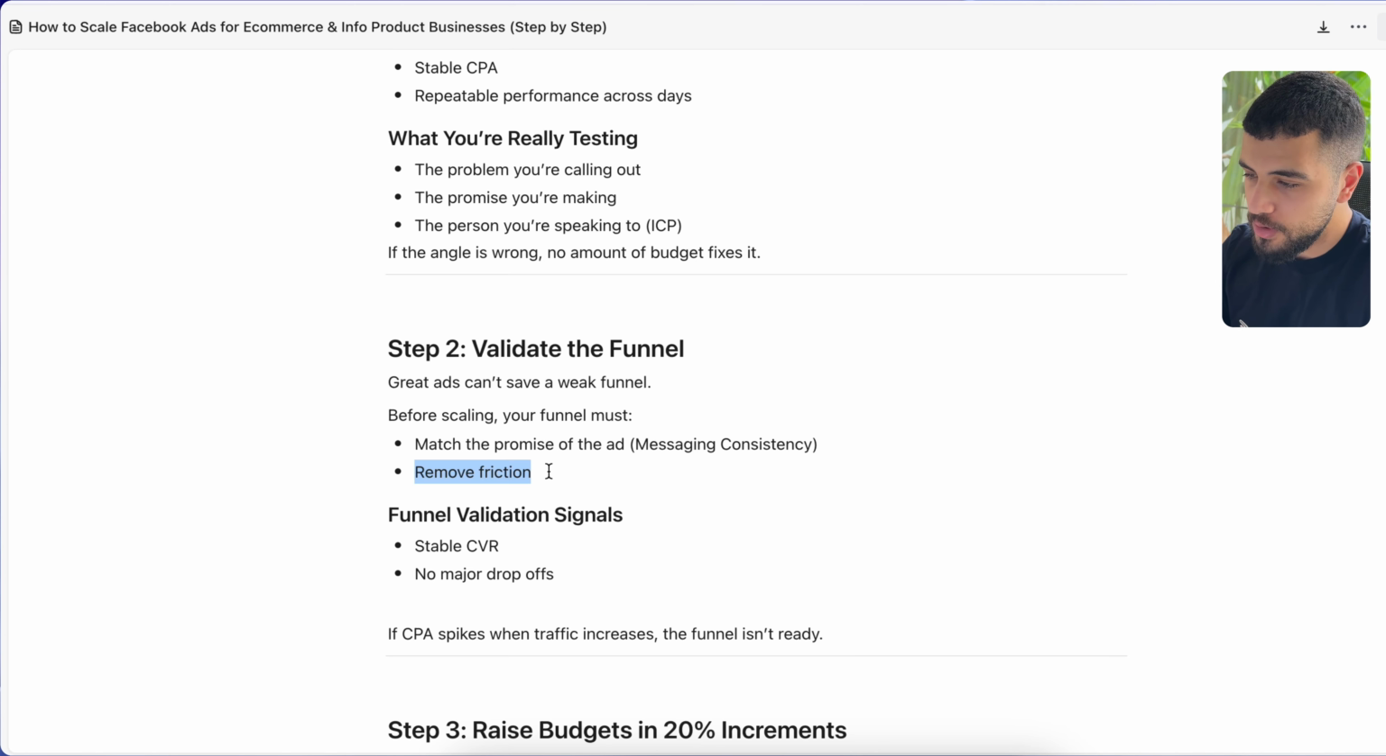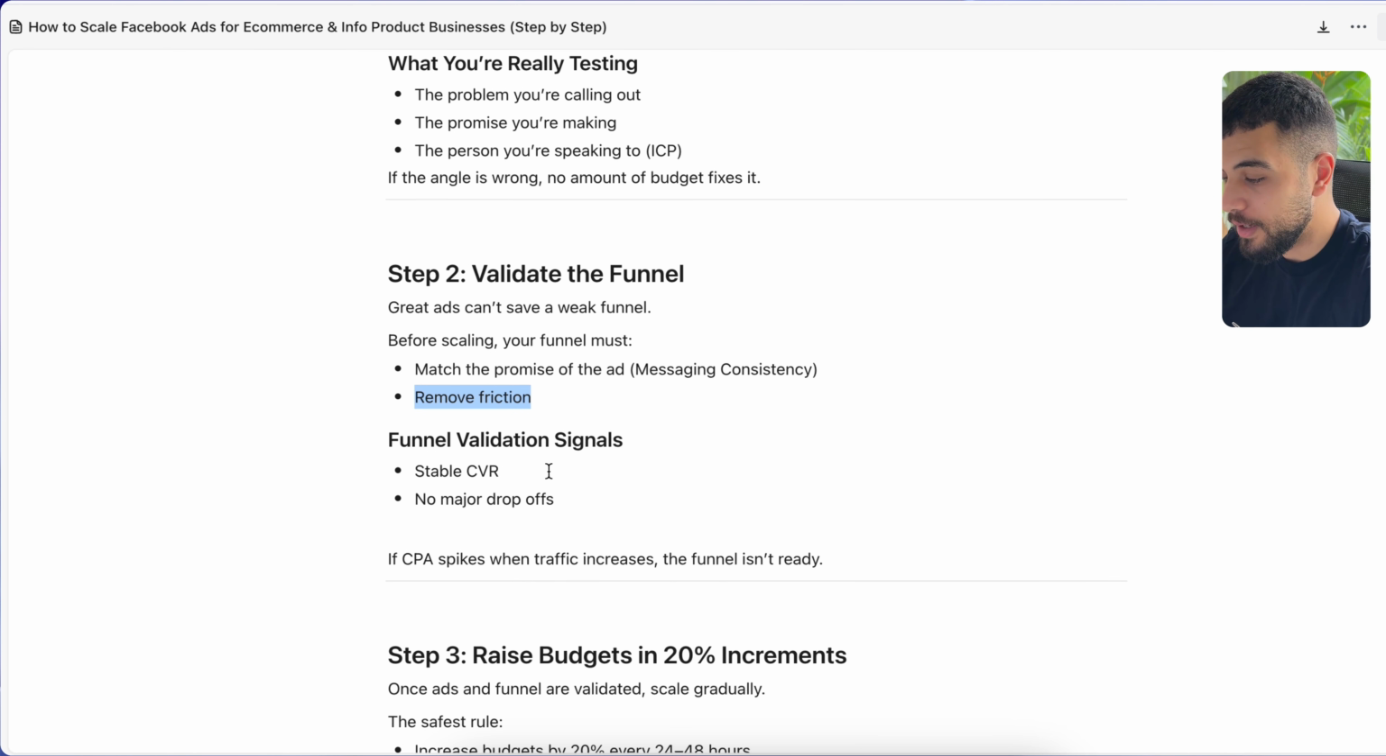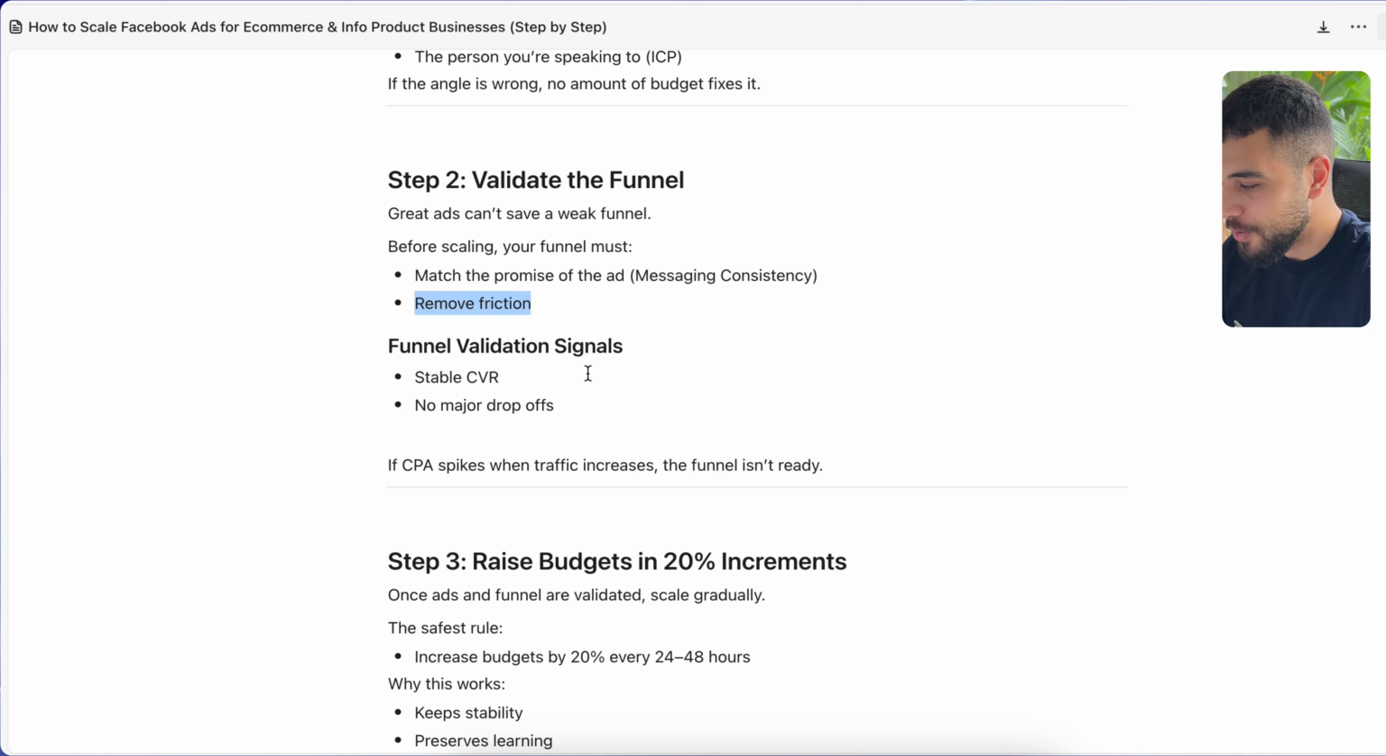This is mainly for e-commerce. If you run an info product, mentorship, or course, it's a bit different. Overall, you may want to add friction, but that's a topic for another video. When it comes to signals that things are good, if you have a stable conversion rate, if you're averaging, let's say, a 3% conversion rate consistently, then most likely everything is good. And if you have no major drop-offs, feel free to check the first video that I uploaded to this channel. I go over the entire funnel and how to audit your funnel from the ad level to the purchase.